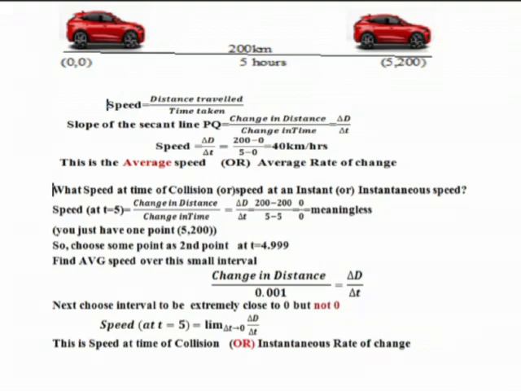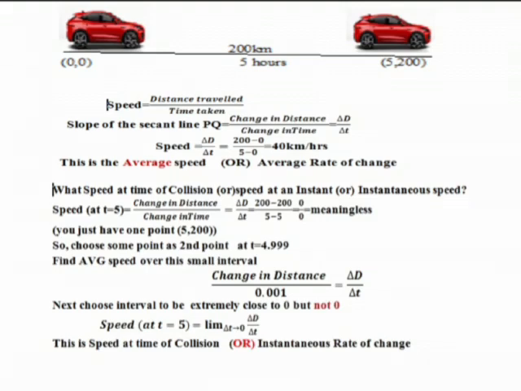So next, what's the speed at the time of collision, or speed at an instant, or instantaneous speed? Speed at t equal to 5, suppose. So change in distance by change in time, 0 by 0. So meaningless. You just have 1 point, 5 comma 200, and hence can't use the formula. So choose some point as second point, extremely close to the point where you need to find speed. For example, for speed at t equal to 5, choose t equal to 4.992. Okay. Then find average speed over this small interval.